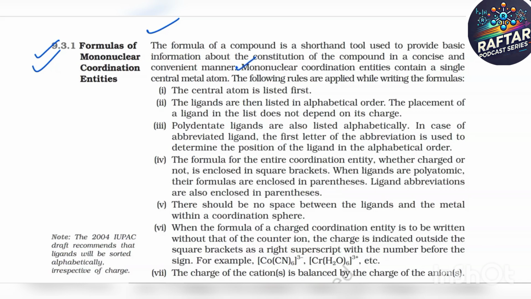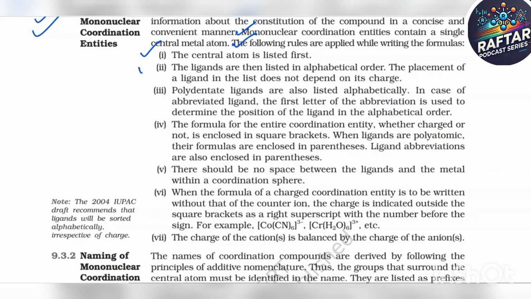Mononuclear coordination entities contain a single metal atom. The following rules are applied while writing the formulas. First, the central atom is listed first. Second, the ligands are then listed in alphabetical order. The placement of a ligand does not depend on its charge. Third, polydentate ligands are also listed alphabetically. In case of an abbreviated ligand, the first letter of the abbreviation is used to determine the position of the ligand in the alphabetical order.